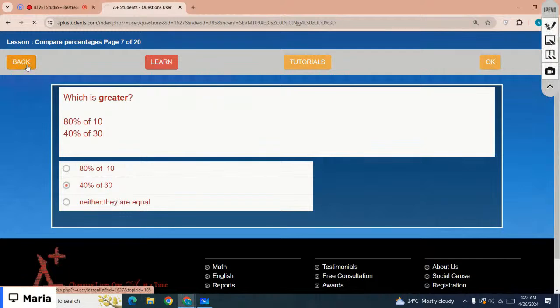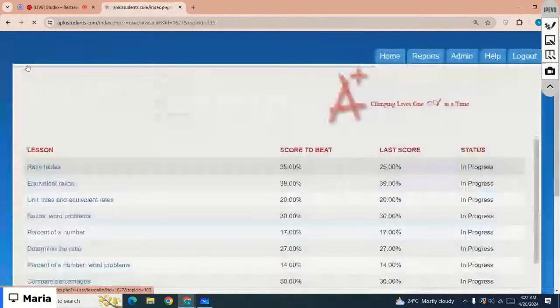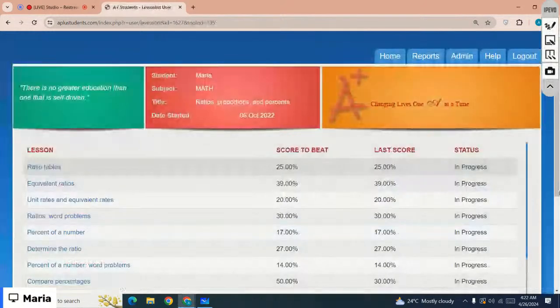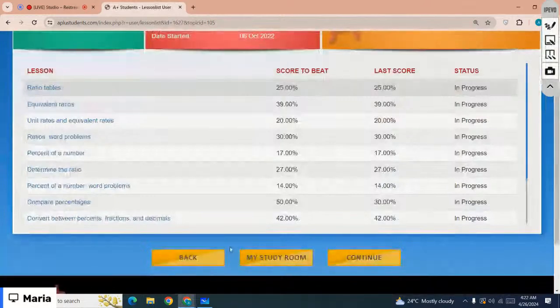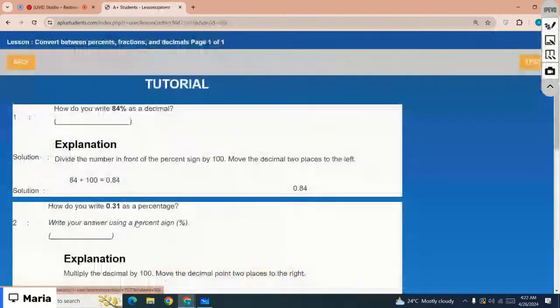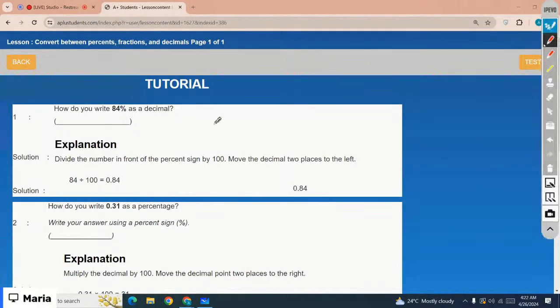The next lesson is convert between percents, fractions, and decimals. Okay, how do you write 84% as a decimal? 84% means 84 out of 100, right? And when you divide 84 by 100, that is 0.84, right?